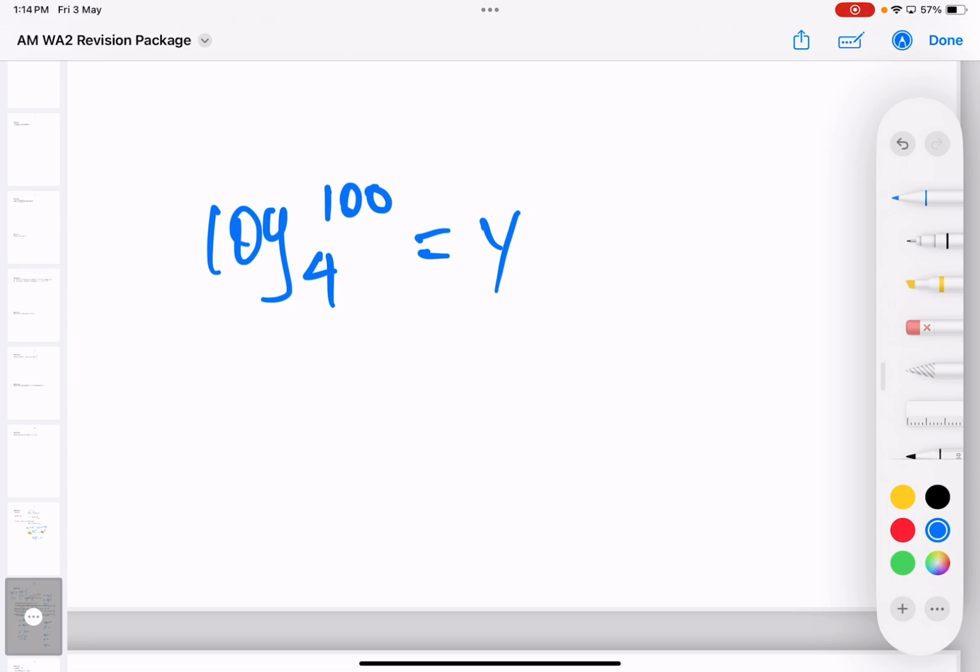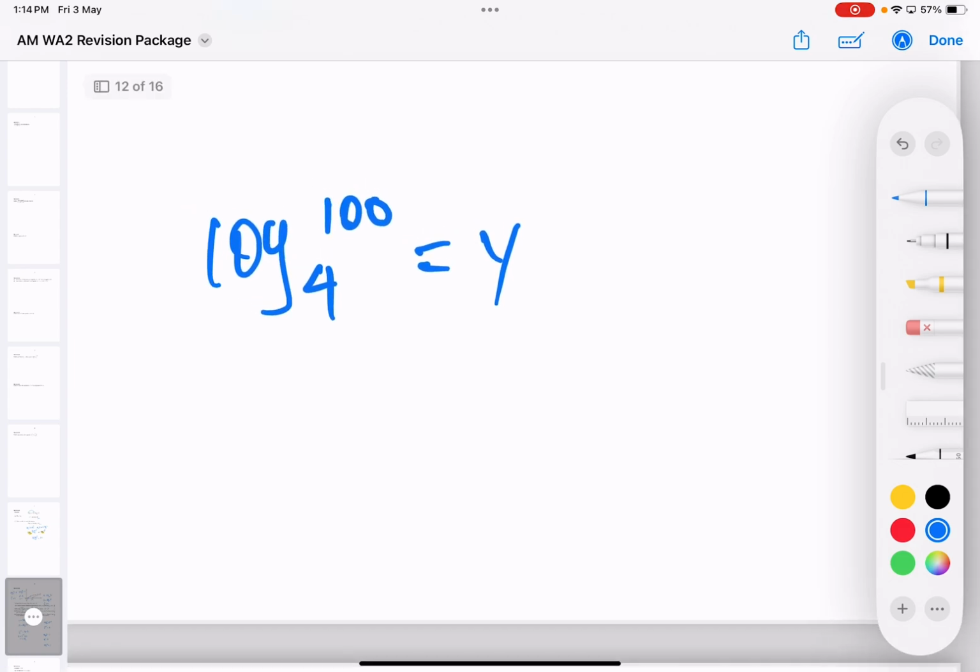Four to the power of, wait. Okay, come. How do I change to exponent form? 4 to the power of what? 4 to the power of 10? Damn! Who is your teacher? Huh? 4 to the power of y is equals to 100.